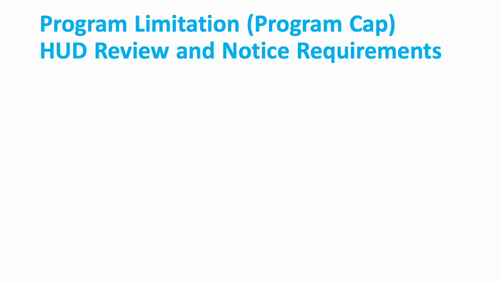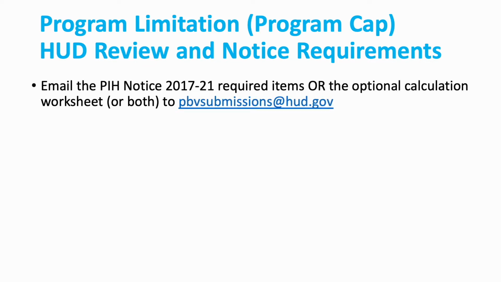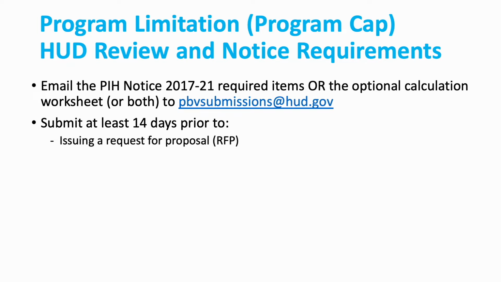One way is to send an email with documentation written in narrative form. The other option for notifying HUD is to complete a PBV program cap calculation worksheet and submit that worksheet to HUD. The worksheet is a great tool for keeping track of your own portfolio. Both methods for submitting this data should be emailed to pbvsubmission@hud.gov.